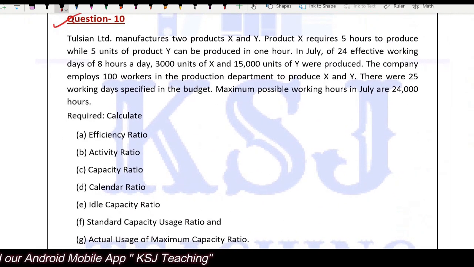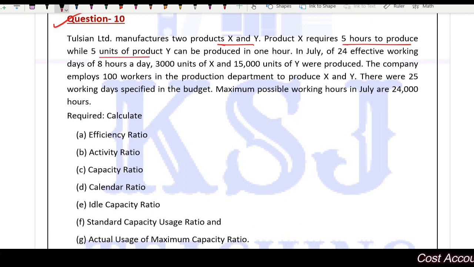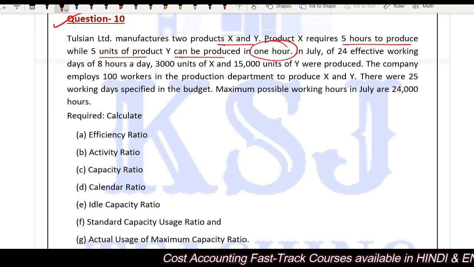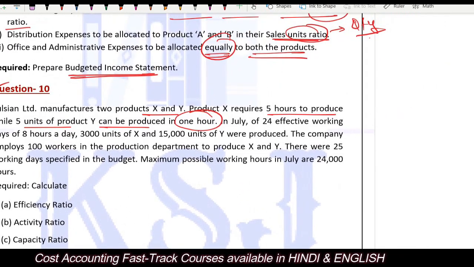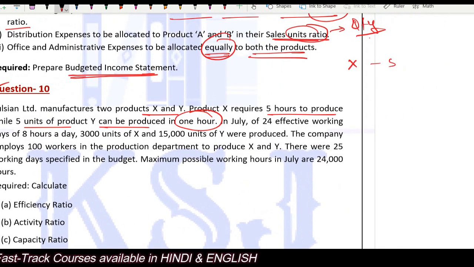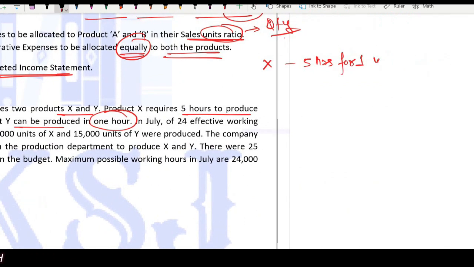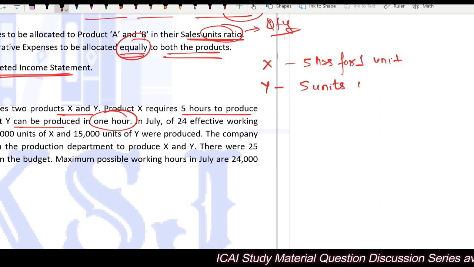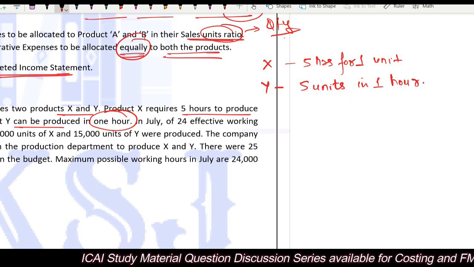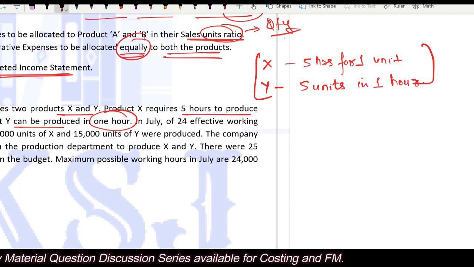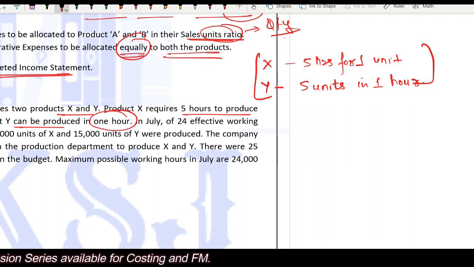Tulsian Limited manufactures two products X and Y. Product X requires 5 hours to produce 1 unit, while 5 units of product Y can be produced in 1 hour. Now, see how it is given. Product X requires 5 hours to produce 1 unit, right? If we talk about X, 5 hours for 1 unit. For product Y, he says 5 units in 1 hour. This is how it is given, right?